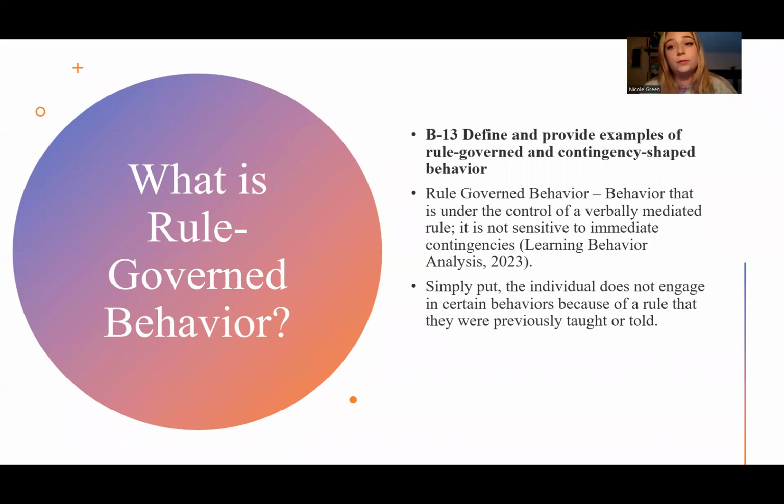What is rule-governed behavior? In this slide, we will be going over task list B13, define and provide examples of rule-governed behavior and contingency-shaped behavior. So rule-governed behavior is behavior that is under the control of a verbally mediated rule. It is not sensitive to immediate contingencies. Simply put, the individual does not engage in certain behaviors because of a rule that they were previously taught or told.